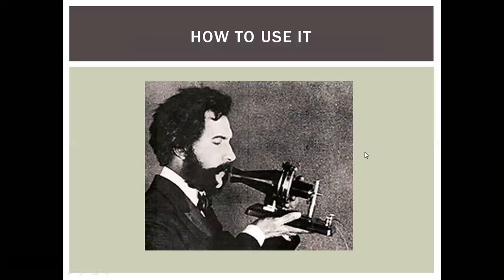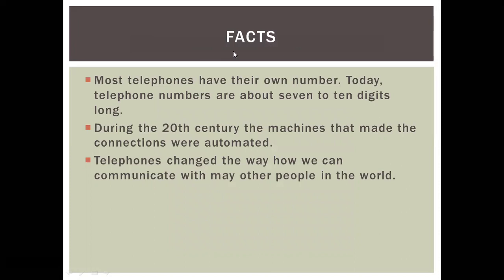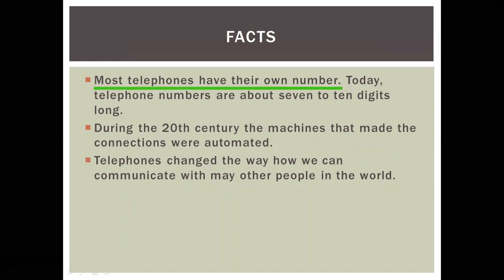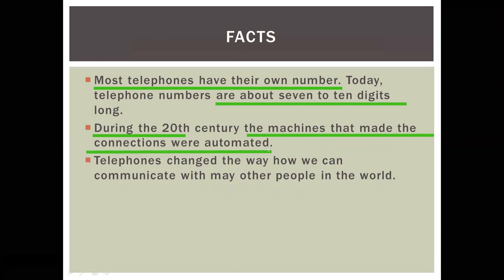Now, some facts about the telephone. Most telephones now have their own number. When telephones were first created, you didn't have a telephone number. Now normally they are 7 to 10 digits long. During the 20th century, the machines that made the connections were automated. We were talking about operators. At first, operators had to be human to do that manually. But now they were like robots. Robots were the ones who redirect your call.